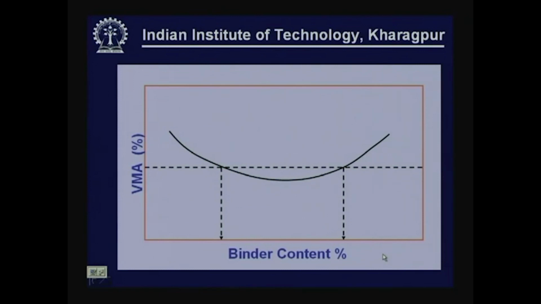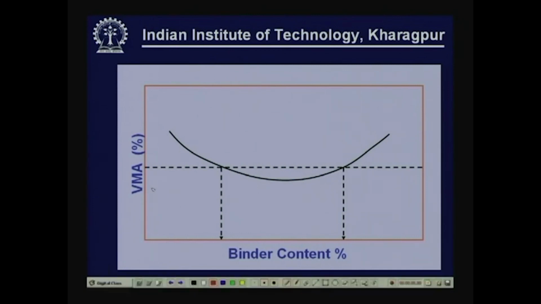And voids in mineral aggregate typically start decreasing and then start increasing. It is not necessary that in all cases you exactly get a similar shape. So, once you get this shape, depending upon where the minimum of VMA specification is, whether it is here, here, there, accordingly we can identify what is the binder content that can be selected.